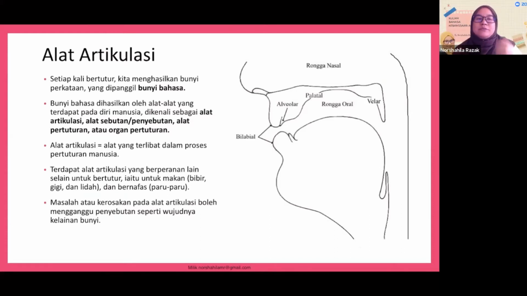Okay. So next we gonna talk about alat artikulasi. Okay, articulation tools. Okay, articulation ni alat yang kita gunakan untuk kita sebut perkataan. Kalau kita tak ada benda ni, kita tak boleh sebut. Ataupun kalau berlaku some damage in our articulation area, so we also cannot make the correct sound. Okay, jadi all the sound that we make from our mouth that we can understand, actually that is bunyi bahasa. Okay, benda yang kita faham lah.